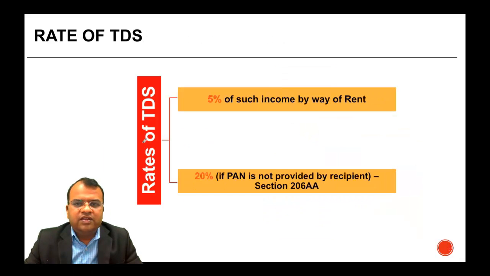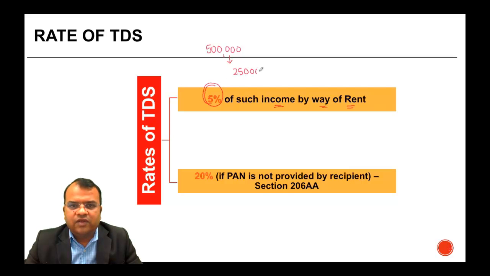What is the rate of TDS? The rate of TDS is 5% of such income by way of rent. So if the rent is 5 lakh, the rate of TDS will be 5%, which is 25,000. Or it will be 20% if the PAN is not provided by the recipient.